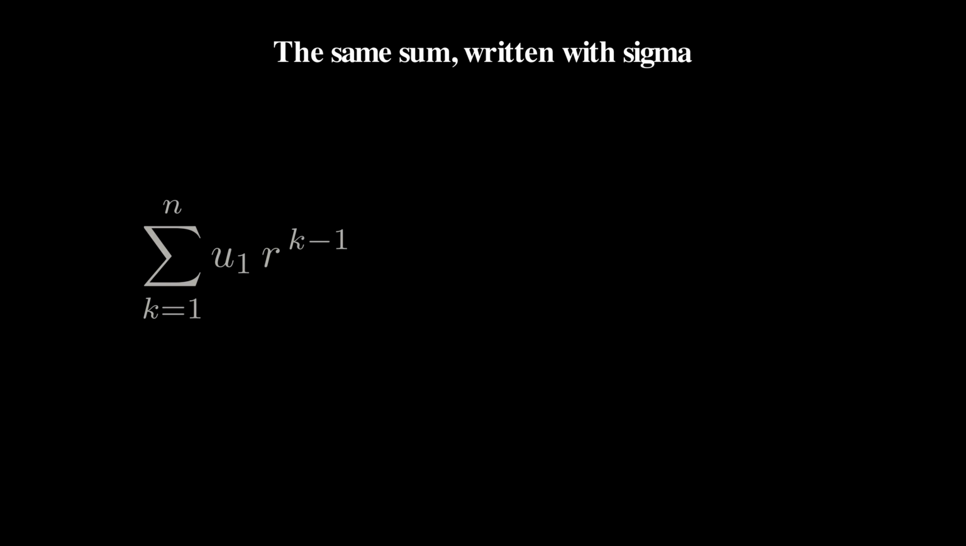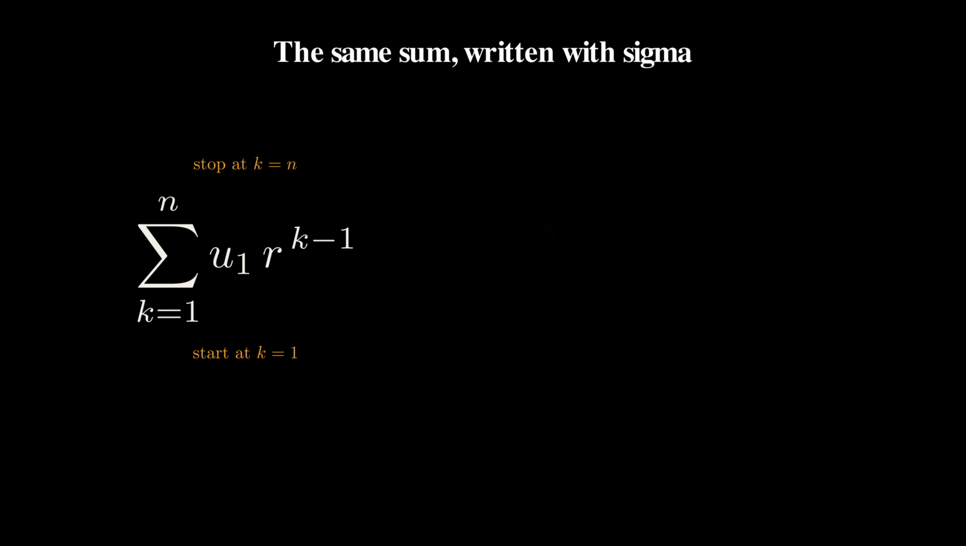You'll meet this sum in shorthand with the Greek capital sigma. Same idea as before. The bottom says where to start, the top says where to stop, and the expression is the geometric term, u1 times r to the k minus 1, that you plug each value into.